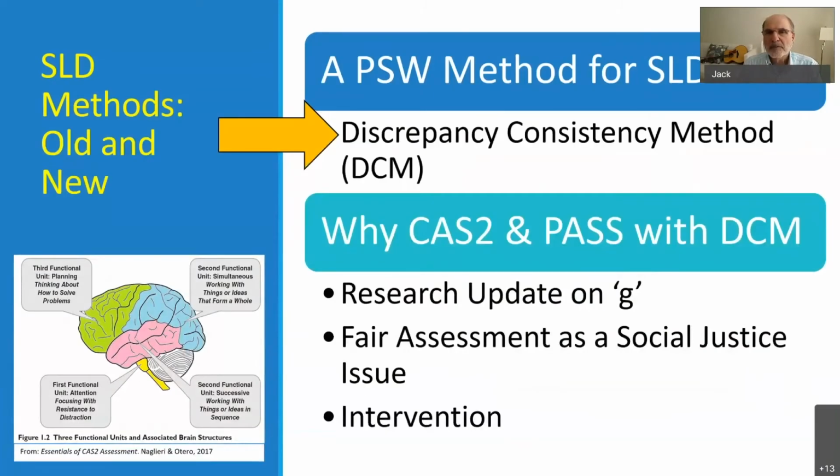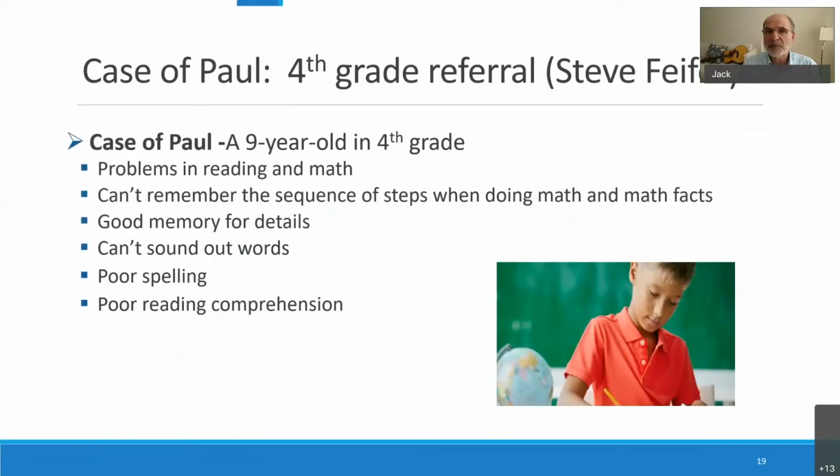I'm going to talk to you about the pattern of strengths and weaknesses method that I developed. I actually first talked about this in 1997, and then in my first Essentials book called the Discrepancy Consistency Method. But I'm going to show you what this is about by showing you a case. This is not my case. This is actually a case that Steve Feif and I did. Actually, this is one of Steve Feif's tests.